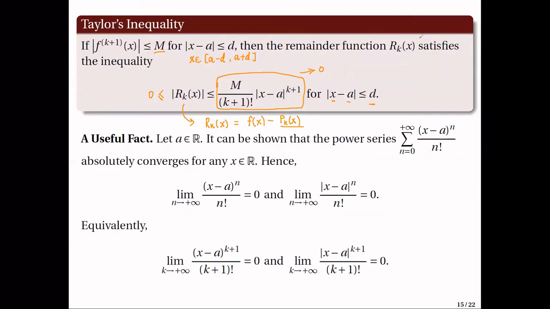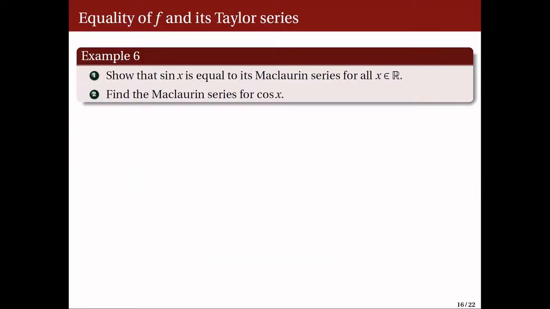Let's have an example. In this example, we want to show that sine x is equal to its Maclaurin series for all real numbers x. Then for a follow-up question, we want to find the Maclaurin series for cosine x. So in number 1, what we need to show is that the limit of the remainder function r sub k is equal to 0. To start, let f of x be equal to sine x.